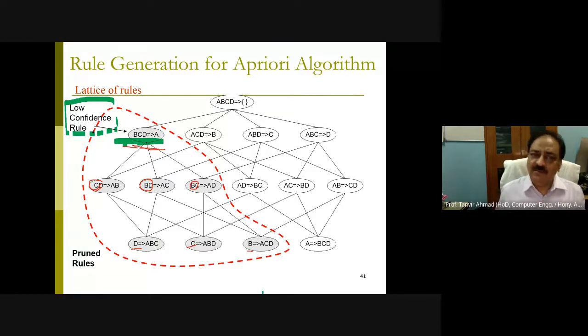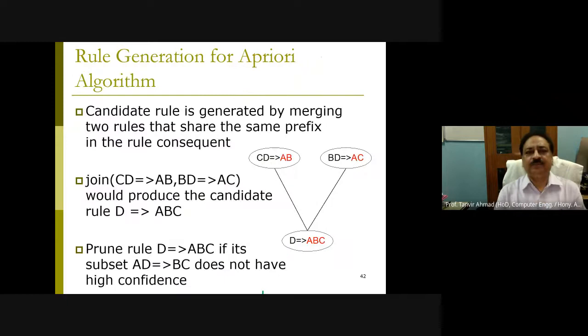And using the anti-monotone property, we say that rules generated from the same item set will have a lower or equal confidence. Therefore, if I know that BCD follows A has a lower confidence, all rules generated from that will have a lower confidence. Okay, fine enough? Good.